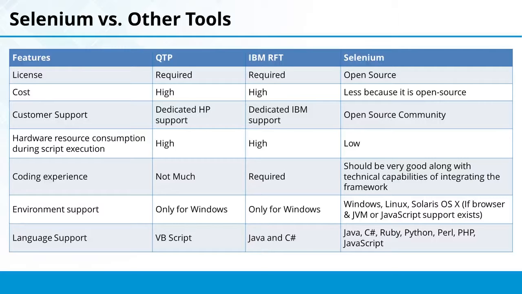Hardware resource consumption during script execution is high for QTP and RFT. I haven't used QTP and RFT, so I really can't comment on how high it is. Selenium has always been my choice; I've always loved to work with it. It's low here because all you need is your personal system as far as hardware is concerned. You need one IDE and your programming language, of course, and you can start writing your scripts. Download your jars and start writing. We just need one setup: your personal system, your PC or your laptop.